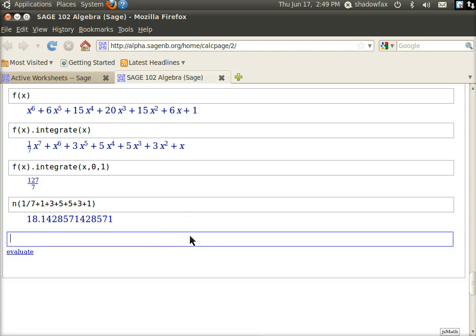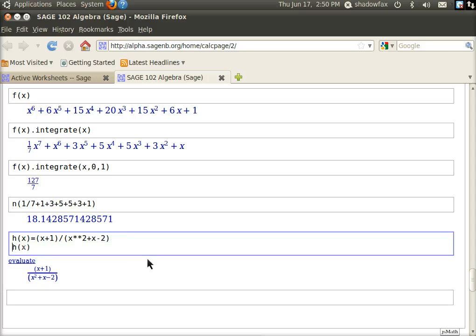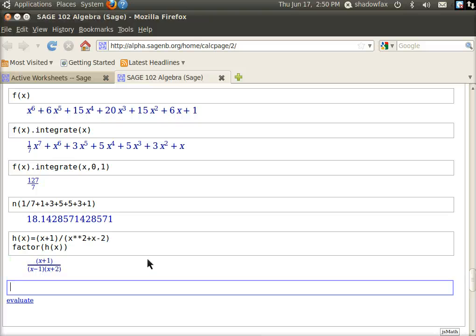You know, let's see, you could do all kinds of integration here. You could show partial fractions. Let's see, what if I let h of x equal, oh, I don't know, x plus 1 divided by x squared plus x minus 2, which is factorable. I think, if you can factor the denominator, you should be able to do partial fractions out of this. And let's show h of x. There it is. Now, what if I want to factor it? Let's factor it. There you go. Perfect.